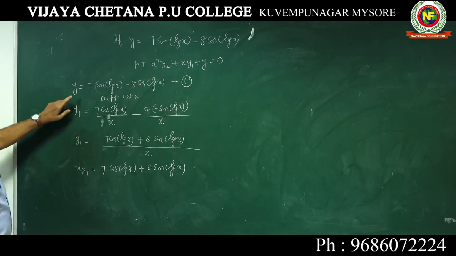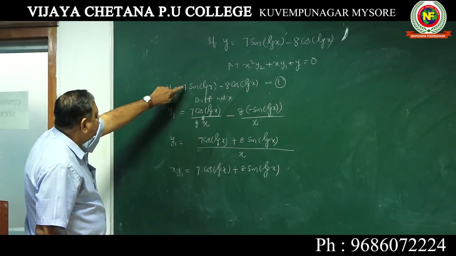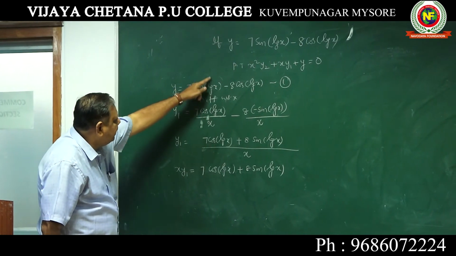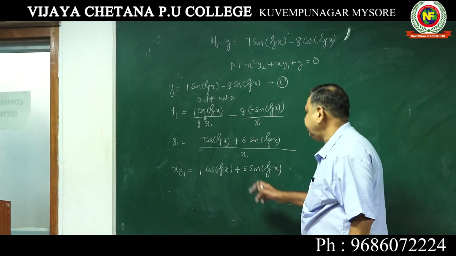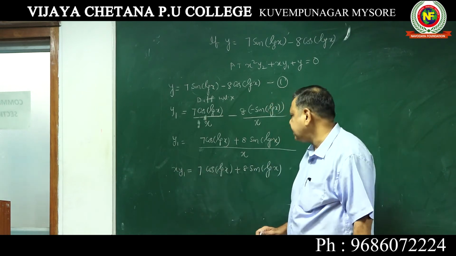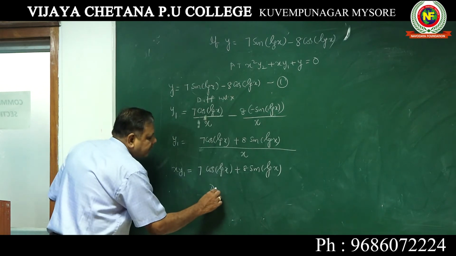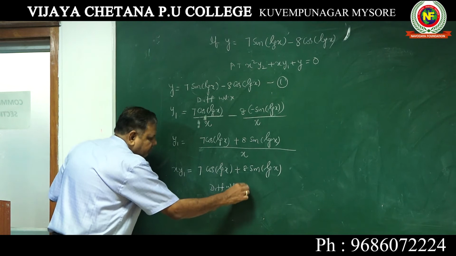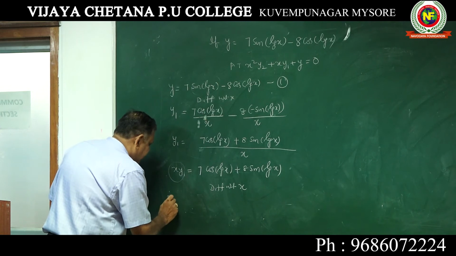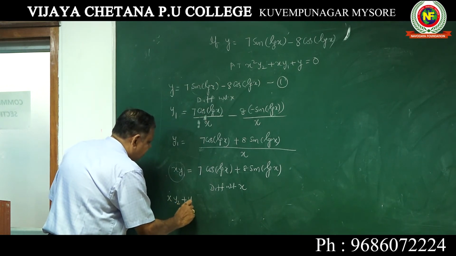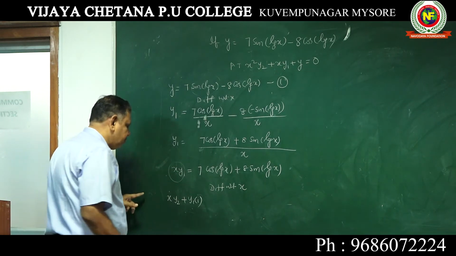I'll explain again. When you take y is equal to so much, when you are differentiating, y1 is equal to 7 cos log x, and d by dx of log x is 1 by x, minus 8 into minus sin log x divided by x. I have taken LCM and have cross multiplied, x y1 is equal to so much. Now again differentiate with respect to x. You will get x into y2 plus y1 into 1, applying the product rule.